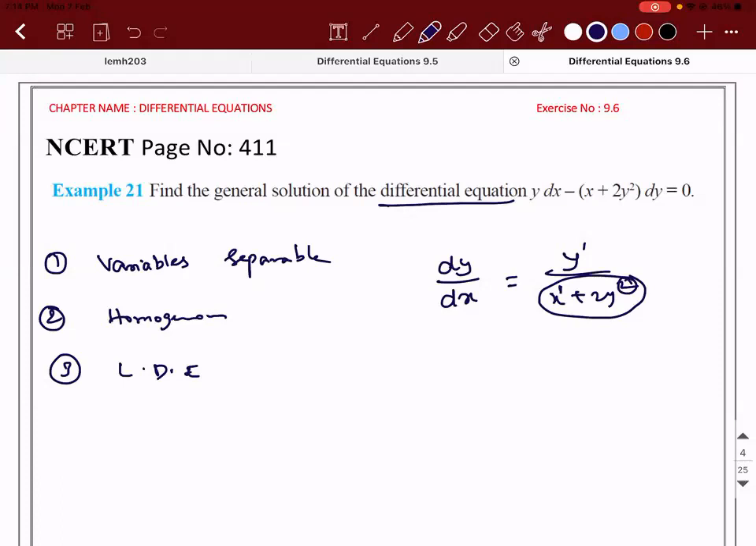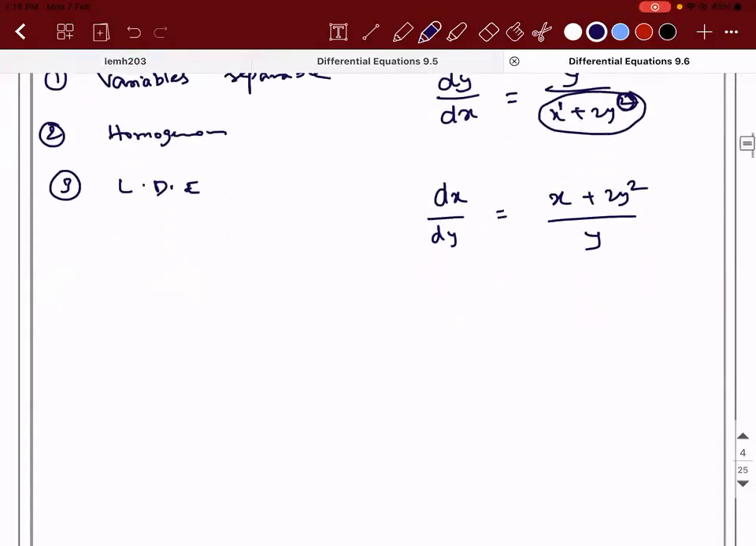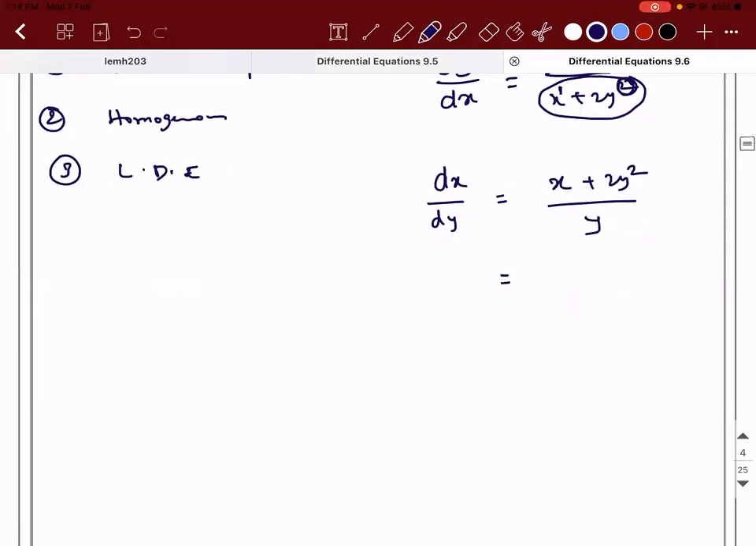But for this to become a linear differential equation, I can make it linear if this 2 is in the numerator. So instead of considering dy by dx, I'll consider dx by dy. If I do that, I'll get x plus 2y square divided by y. Correct? Yes, sir. I get this as 2y plus x divided by y. So dx by dy is this thing. So I will now rearrange it. Dx by dy minus 2y is equal to x divided by y.